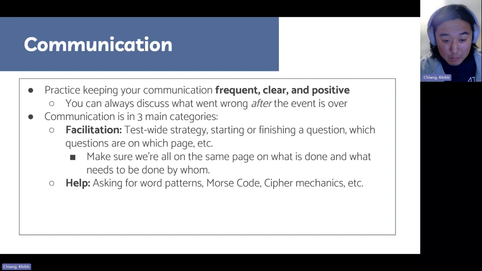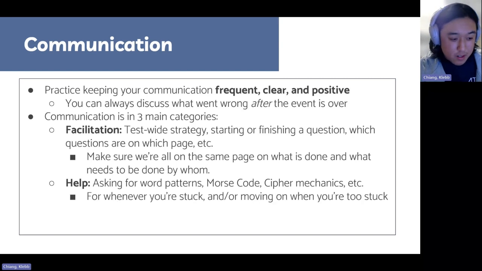Okay. Help. I forgot how a cipher works. Hey, I forgot what this Morse code thing is. What's the Baconian pattern for X again? That's what I mean by that. Okay. It's okay to ask those types of things, especially if you want to just look at a word and try to recognize what the word says.